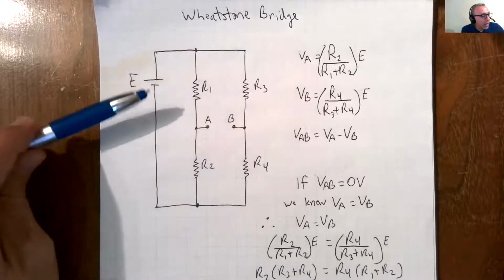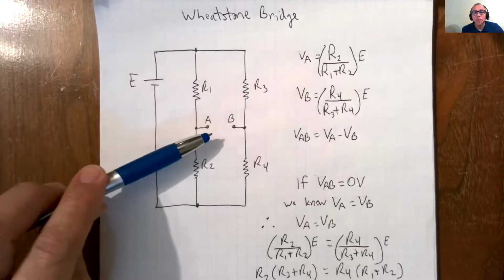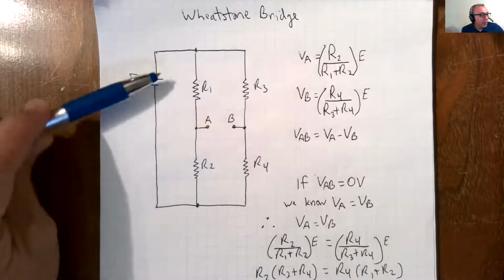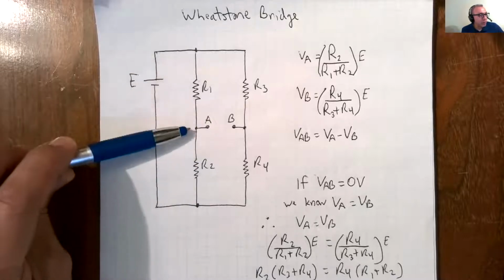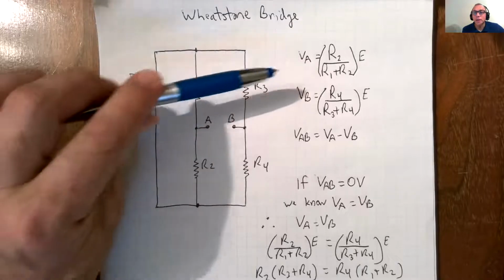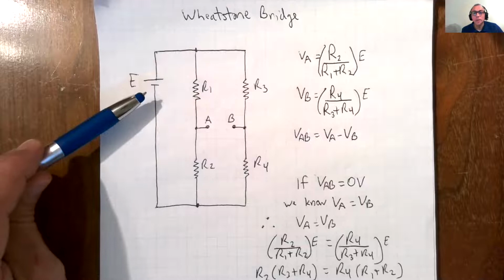And what we're looking at is we want to get the voltage of AB, so VAB. So first we need to find VA. And this here is a voltage divider network. So VA is essentially going to be equal to VR2. So VA is equal to R2 over R1 plus R2 times E.